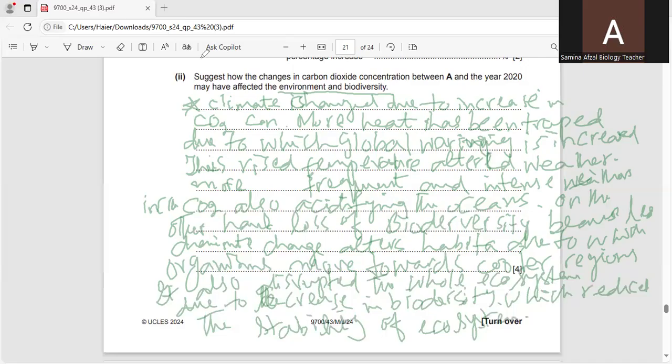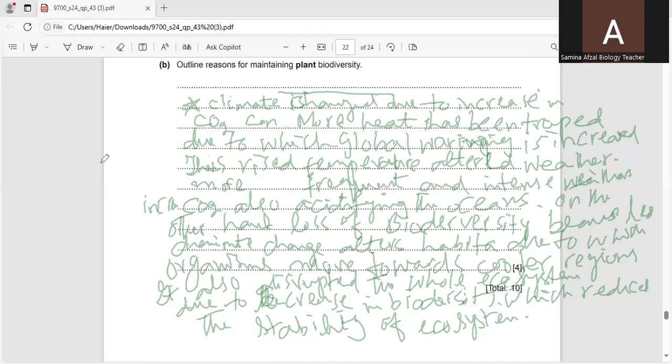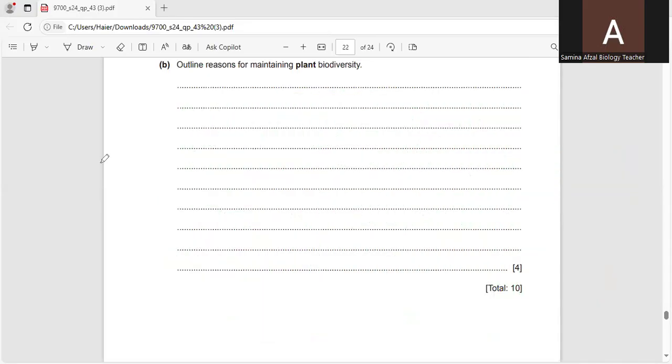So in this way, we are moving towards the next question, and the next question is: outline reasons for maintaining plant biodiversity. We have to write the different reasons why we have to keep plant biodiversity. First of all, I would like to say ecological benefits, the ecosystem stability. Plant diversity is necessary for stability in the ecosystem.